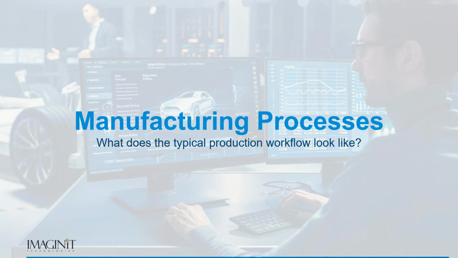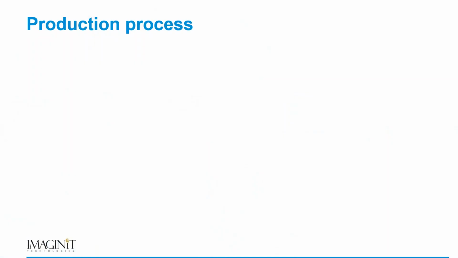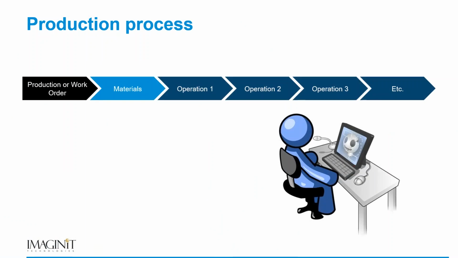So when we're talking about MES, we're really talking about managing your manufacturing processes, right? So what does a typical manufacturing workflow process look like? Well, we typically will start out with a production or a work order, right? And then we go and determine, well, what materials do we need? What operations do we need to fulfill that production or work order?